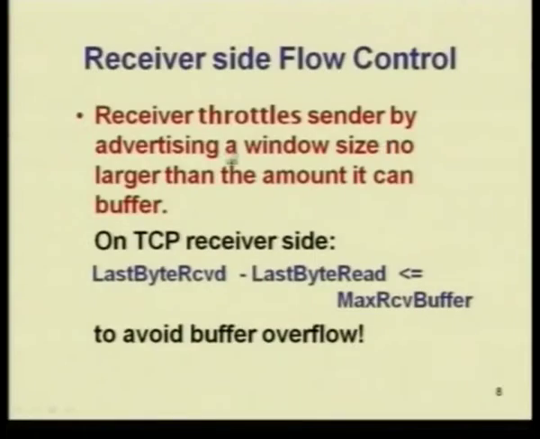Now the receiver throttles the sender by advertising a window size which is no larger than the amount that it can buffer. That is one thing. The second thing to remember is, on the TCP receiver side, the last byte received minus the last byte read should be less than or equal to the maximum receive buffer. This is basically to avoid buffer overflow. You obviously cannot read more than you have received, right? So that is something to be remembered.